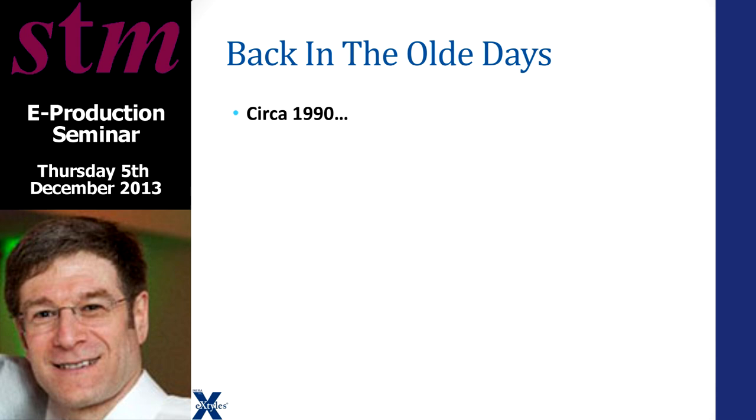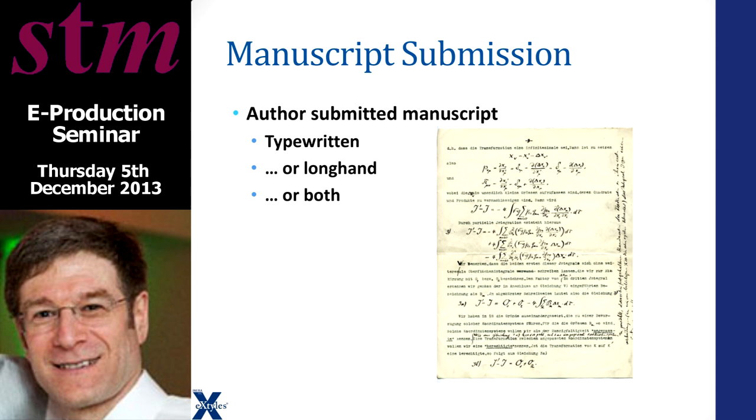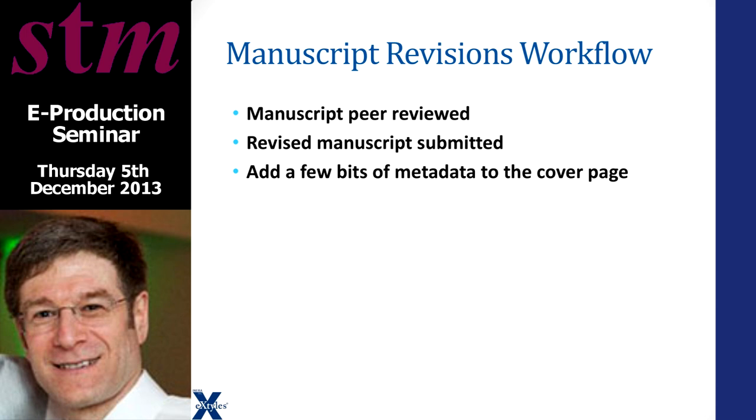Back then, the author would submit a manuscript, typically typewritten. It might be longhand, as in this example, it might actually be both longhand and typewritten. For those of you who are curious, this is a page from an Albert Einstein manuscript. Back then, they had no way of doing math on the typewriter, so this is what he had to do. The manuscript would be peer-reviewed. Typically, publishers would ask for them triple space, so there's lots of room to write comments on them.